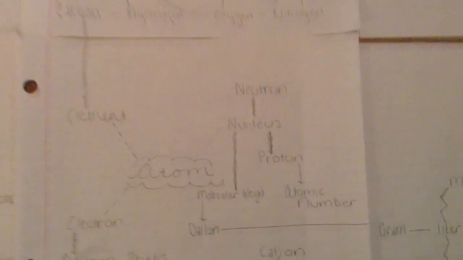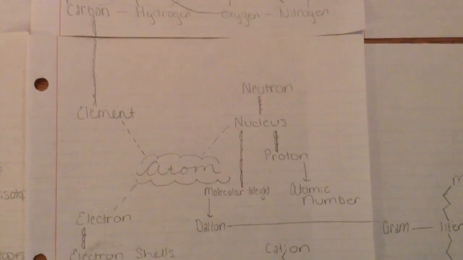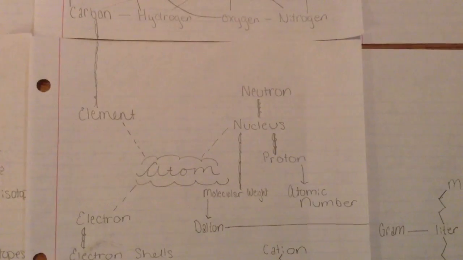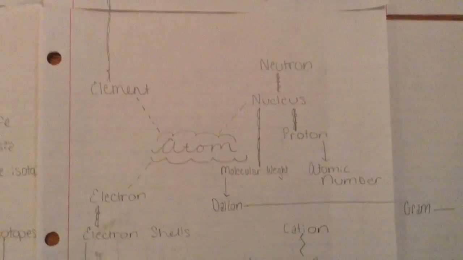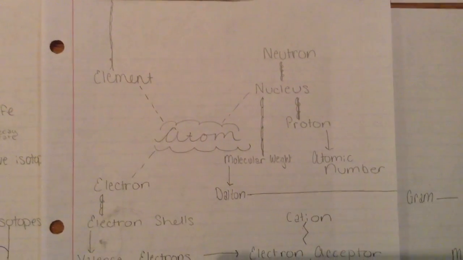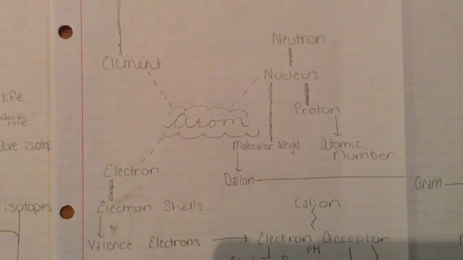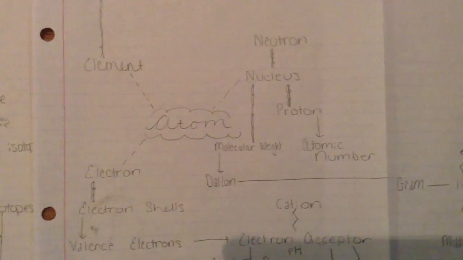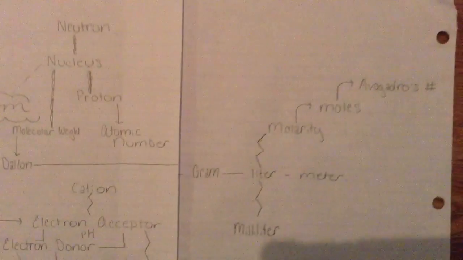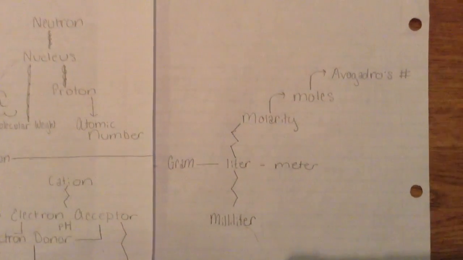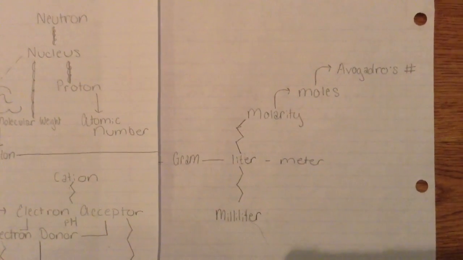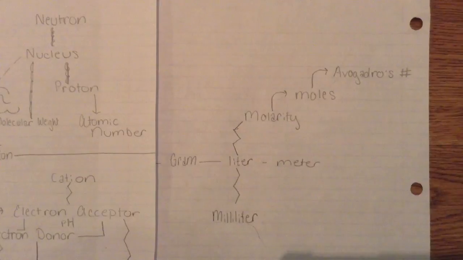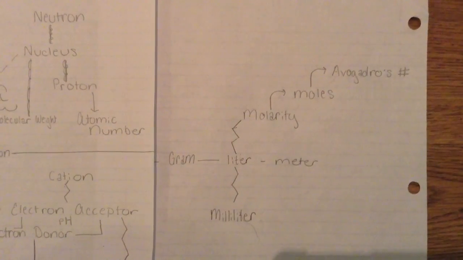Molecular weight is the mass of the atom. There are other parts of the atom, but they're negligible in weight compared to the neutron and proton. And the molecular weight is measured in Daltons. Daltons is just a form of measurement. So connected to Dalton are more forms of measurement. We have gram, liter, and meter. And like Daltons, grams measure mass, liters measure volume, and meter measures length.